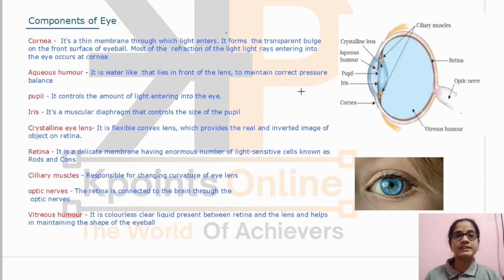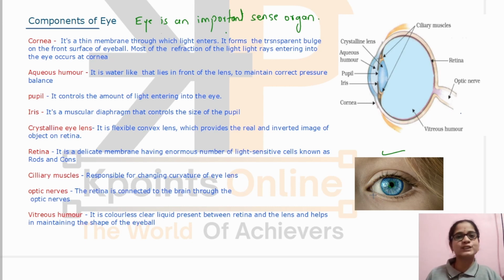Now let's understand the structure of an eye. We know that the eye is a very important sense organ. It allows us to see the various objects around us. How does an eye look? The eye looks like this. Yes, as we know, the eye is a very beautiful sense organ. It looks like this from outside.